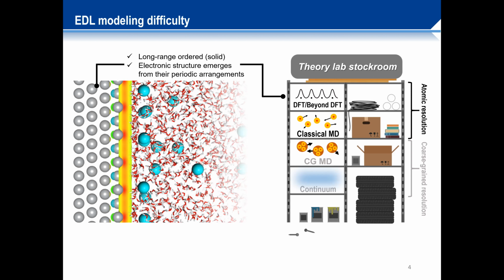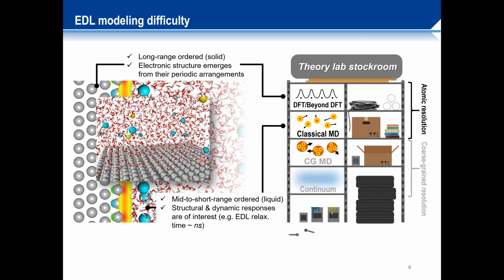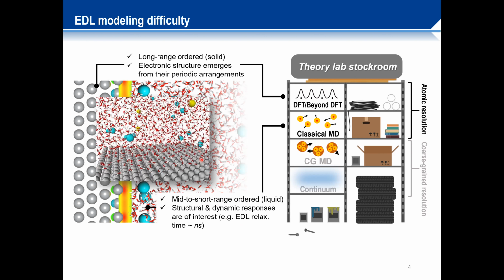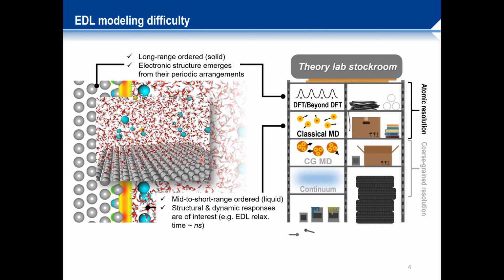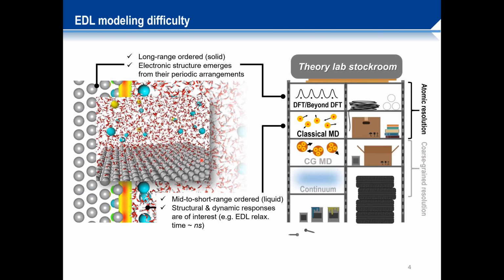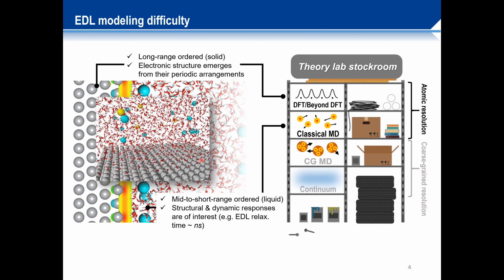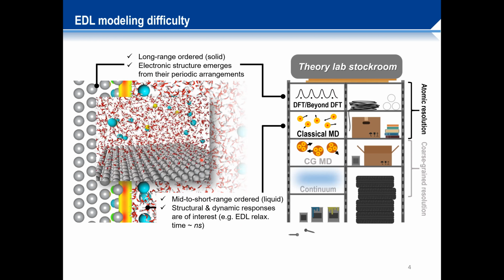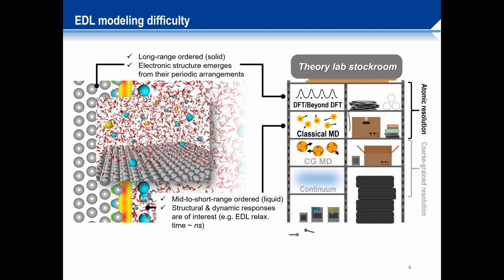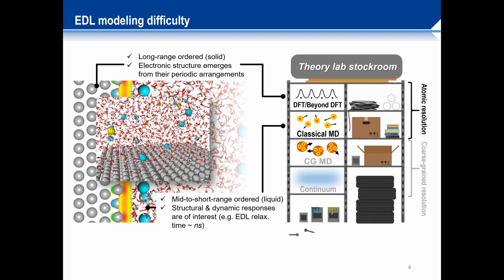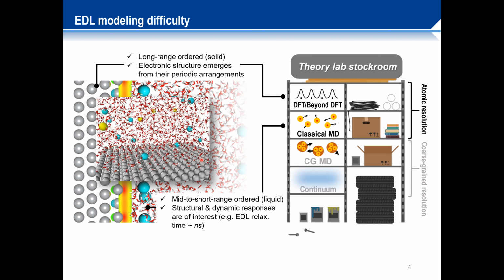The electrolyte, which is liquid, should be very dynamic, and is characterized by mid to short range order. This means a dynamic simulation is really required to fully understand the liquid structures. Particularly, the EDL relaxation time is known to be on the order of nanoseconds. So at least we need nanometer scale and nanosecond scale simulation, which cannot be achieved through ab initio MD type of simulation. So I would say that classical molecular dynamics will be the only possible way to properly understand this liquid structure of the EDL.